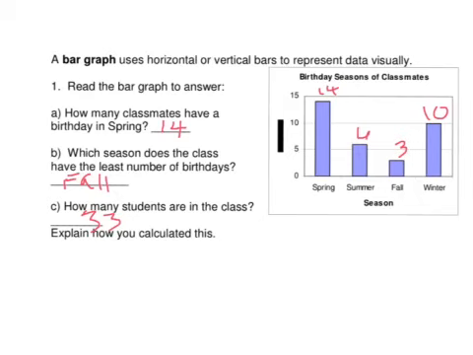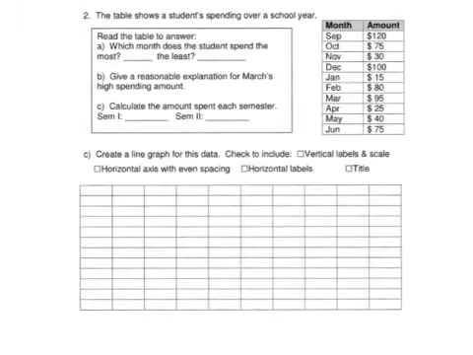And you could be off 1 or 2 numbers here just based on where the line is, since it doesn't actually meet at points, but that's all there is. Let's try to make our own bar graph, or line graph now. So it says the table is a student spending over a school year.